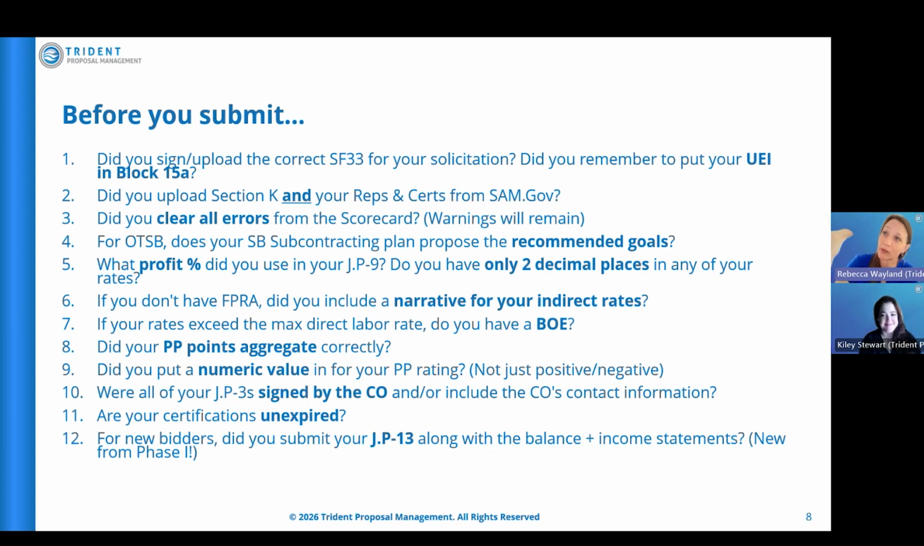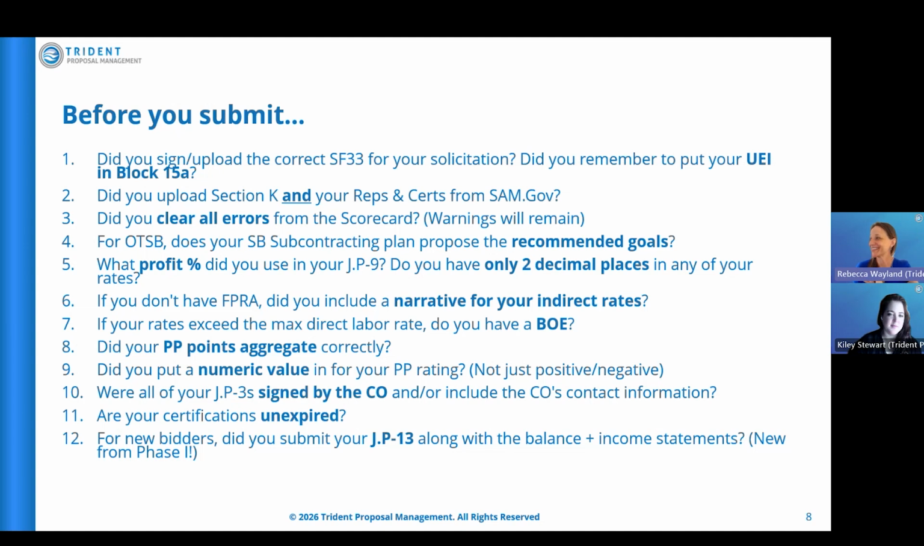I just want to plant the seed about these other things that you should be checking before you actually hit that submit button. So in your SF33, number one, let's make sure that you've pulled the correct SF33 for the solicitation that you are responding to, because there is a different one for the unrestricted IDIQ, the woman-owned small business IDIQ, the service-disabled veteran-owned small business IDIQ, et cetera, right? They all have distinct solicitation numbers. You need to make sure you got the right one.